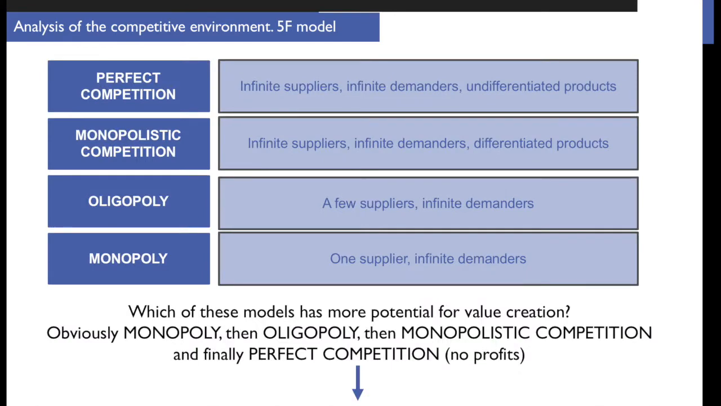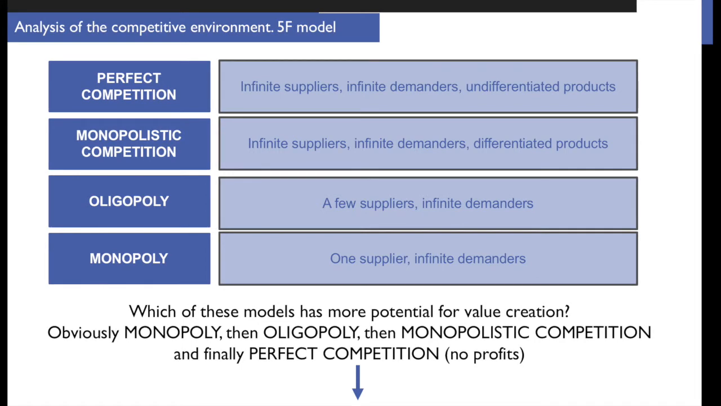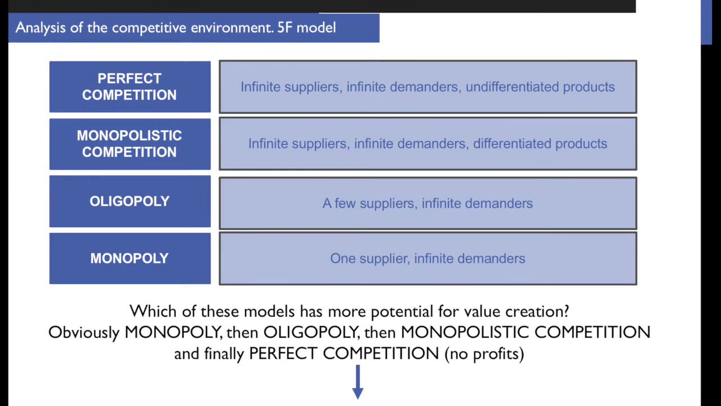In economics, you have studied these competition models: perfect competition, monopolistic competition, oligopoly, and monopoly. A monopoly is a competitive regime under which there's only one supplier and infinite demanders. An oligopoly is similar. There's not only one supplier, but there are a few suppliers and infinite demanders. These situations are tremendous because for any supplier, they rule the market completely. They can set the price.